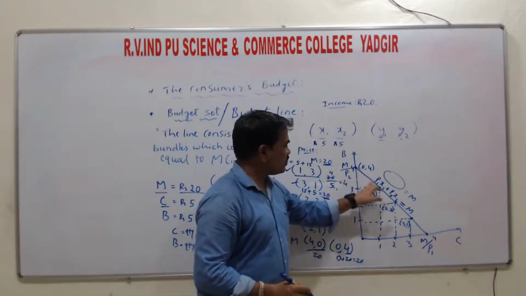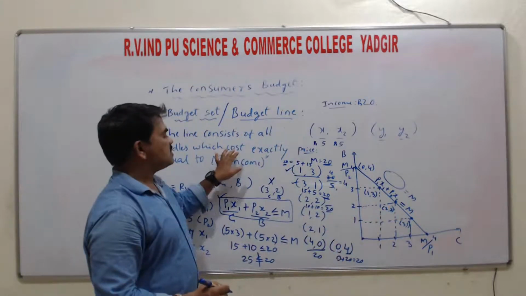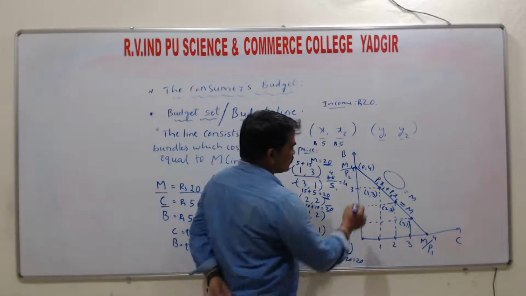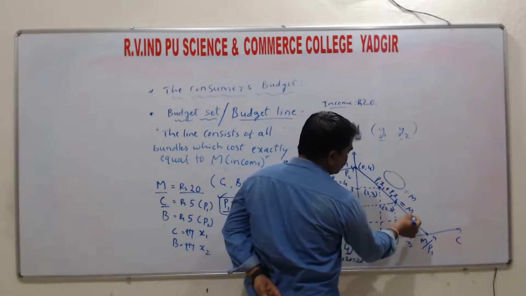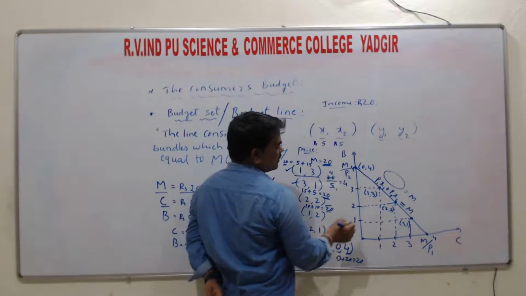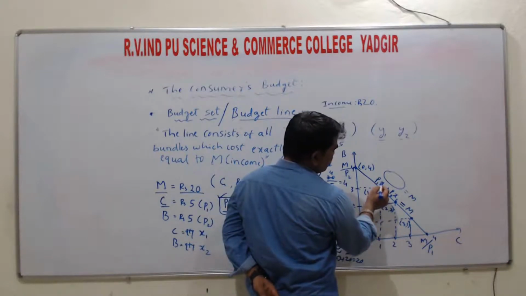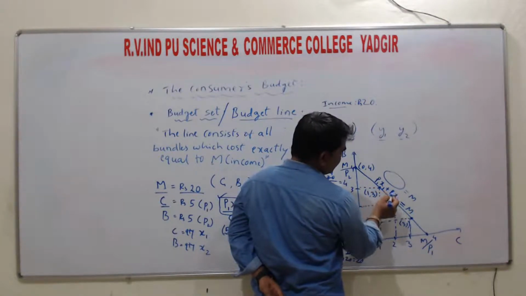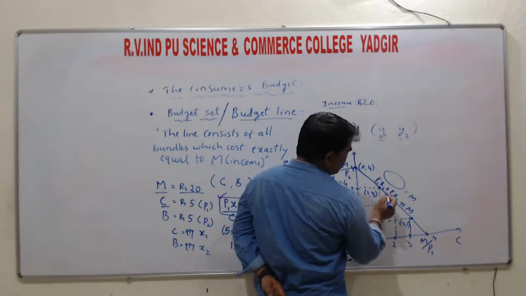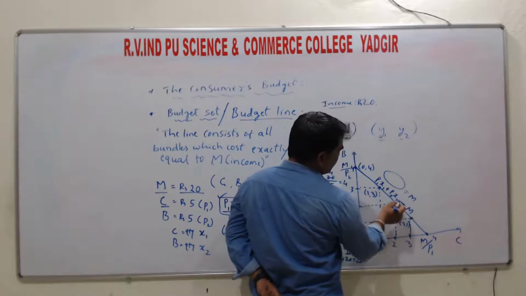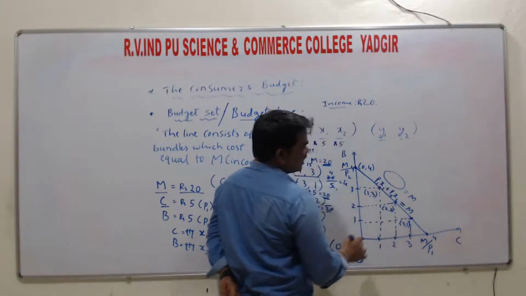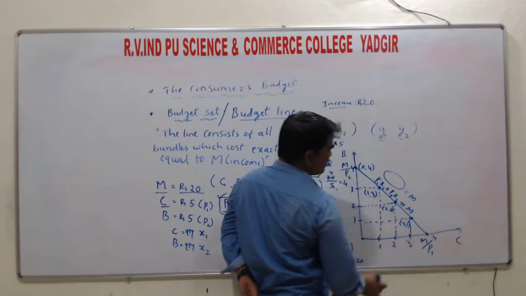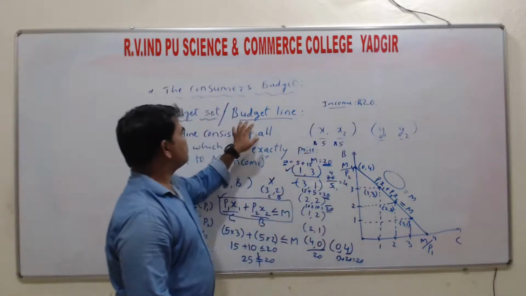The line consists of all the bundles whose cost should be exactly equal to his income. So if you try to find out the cost of these bundles, it should be equal to his income. That's why we mention price of good 1 times quantity of good 1 plus price of good 2 times quantity of good 2. The total should be equal to his income. If this equation is satisfied, then if you join those points, the bundles, you will get a straight line. This line we will call the budget line.